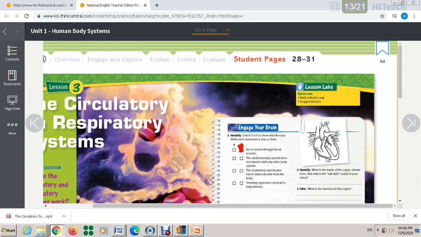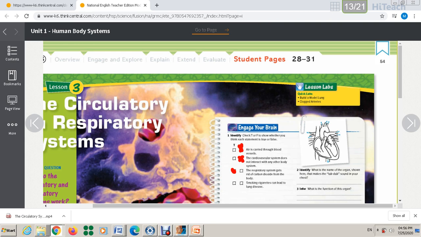The second statement: the cardiovascular system does not interact with any other body system. Meaning the cardiovascular system works alone without interacting with any body system. Do you agree with this? For sure, false. The third one: the respiratory system gets rid of carbon dioxide from the body. Does it help to get rid of carbon dioxide? Yeah, it's true.